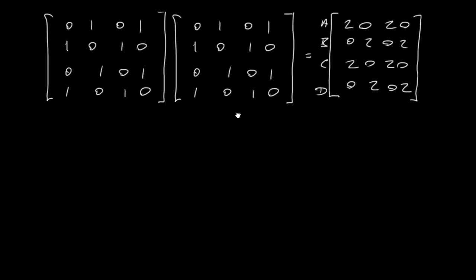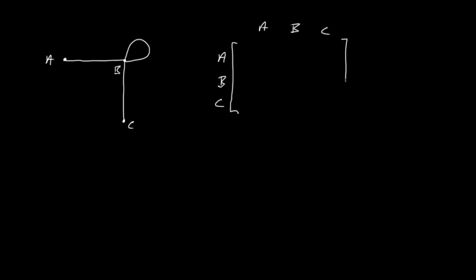So to have a look at another one, let's take this one here. Let's say A is here, B is here, C is down here. So we'll just do 3 this time. A, B, C, and we'll put a loop here. First of all, let's draw the basic matrix. So you've got A, B, and C. We have A, B, and C here.